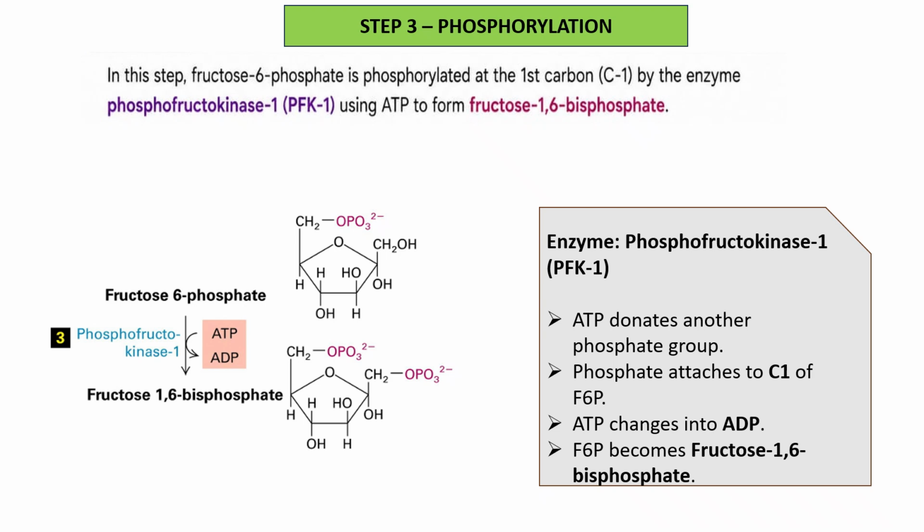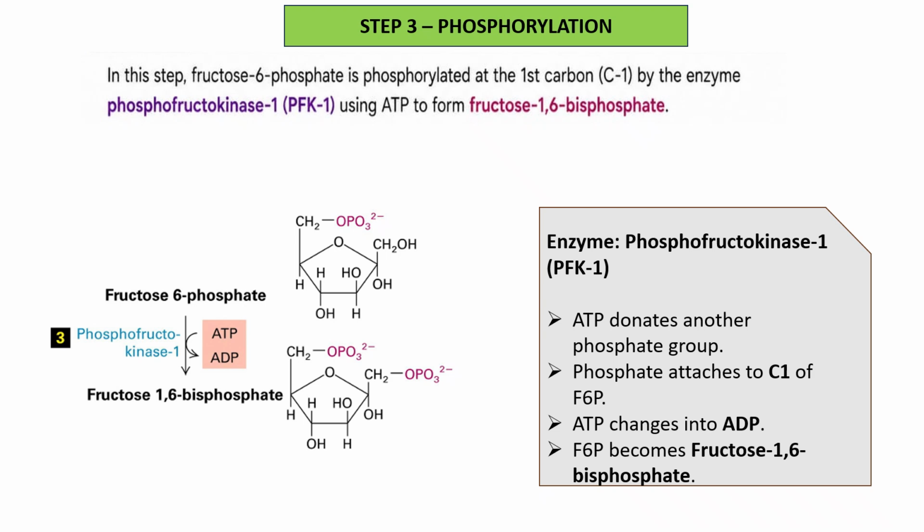In this step, one phosphate group from ATP is added to the first carbon of fructose 6-phosphate. As a result, the molecule now contains two phosphate groups, one at C1 and another at C6, while the carbon skeleton remains unchanged with 6 carbon atoms. This reaction requires one ATP molecule, which is converted into ADP. Therefore, it is part of the energy investment phase of glycolysis.